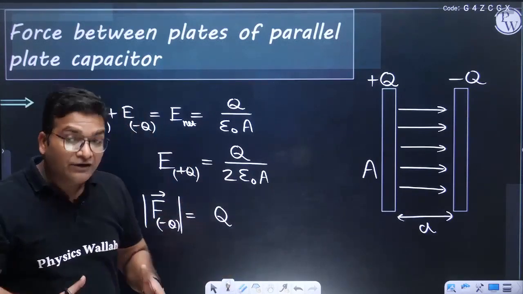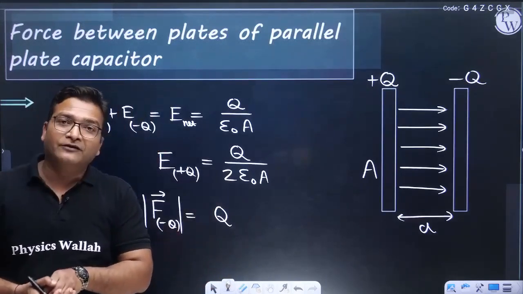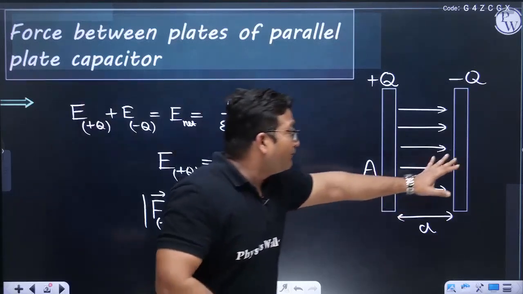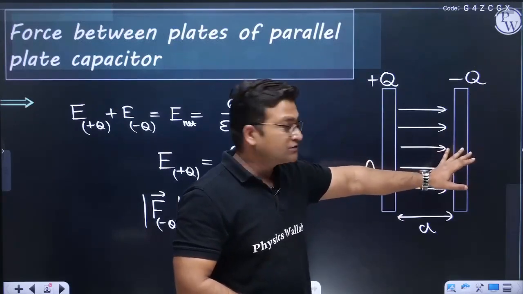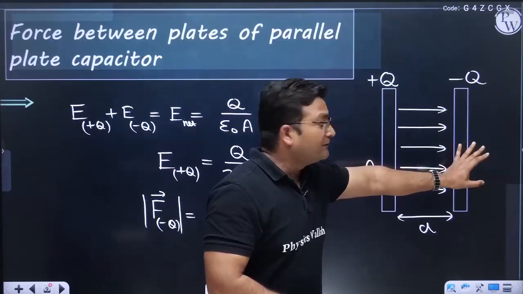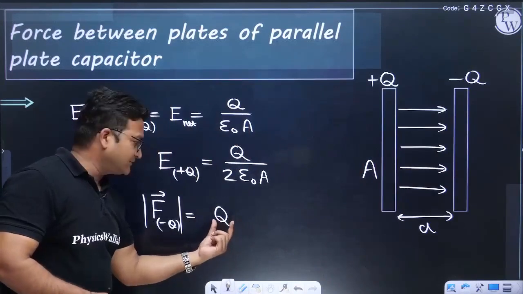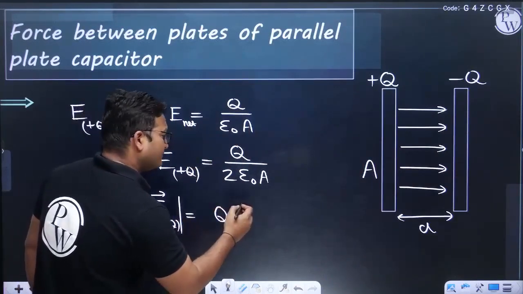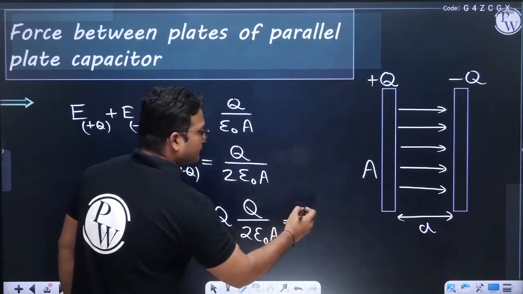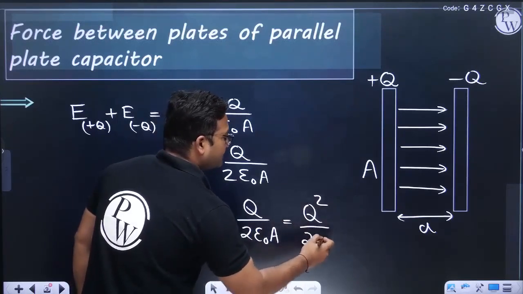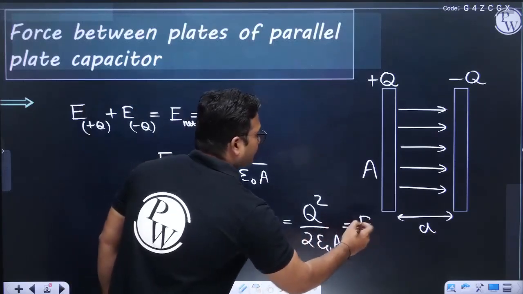Because a charge's own electric field does not apply force on that charge. So the field of the minus Q charge will not push or pull this minus Q charge. The field of the plus Q charge will attract minus Q, and the field of the minus Q charge will attract plus Q. So this is the minus Q charge's magnitude multiplied by the field because of the plus Q charge, which is Q divided by 2 epsilon naught area. So the force is equal to Q square divided by 2 epsilon naught times area. So this is the force. Remember this.